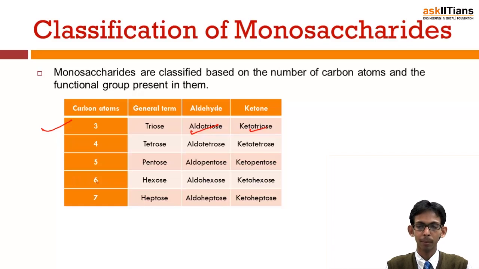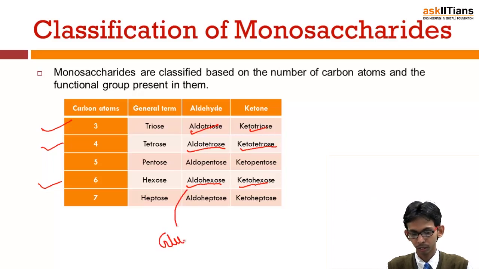Similar is the case with four carbon atoms. If a carbohydrate with four carbon atoms has an aldehydic group, it is aldotetrose. If it has a ketonic group, it would be ketotetrose. Similarly, if a carbohydrate has six carbon atoms and an aldehydic group, it would be known as aldohexose, and if it has a ketonic group, it would be known as ketohexose. And the most famous example of aldohexose is glucose, while ketohexose is fructose.